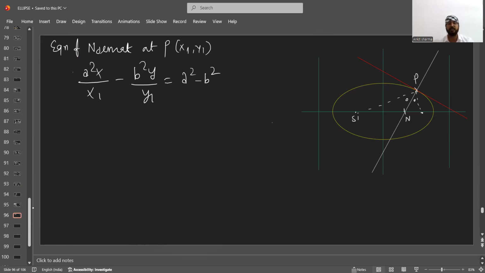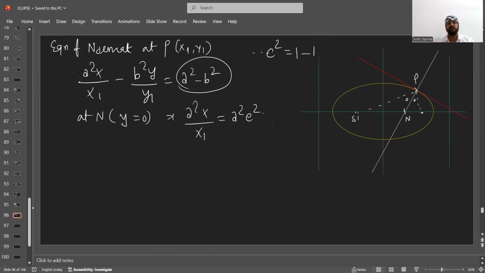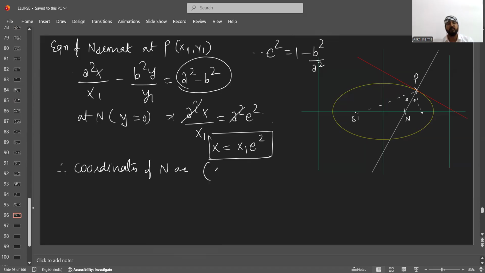Now this normal meets the major axis at N. So at N, what happens? y is 0. So at N, when y is 0, I get a²x/x1 = a² − b², which can be further written as a²e², from the very basic result e² = 1 − b²/a². Now this a² and a² get cancelled, and I get x = x1·e². So we know the coordinates of N now. Therefore, the coordinates of N are (x1e², 0).